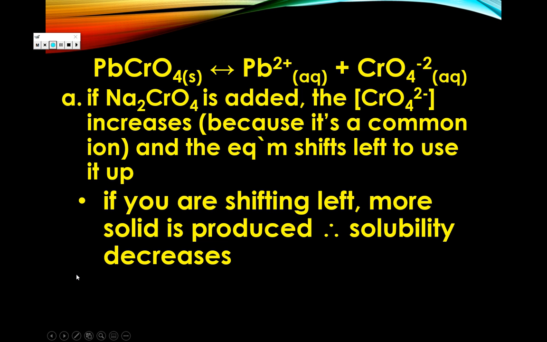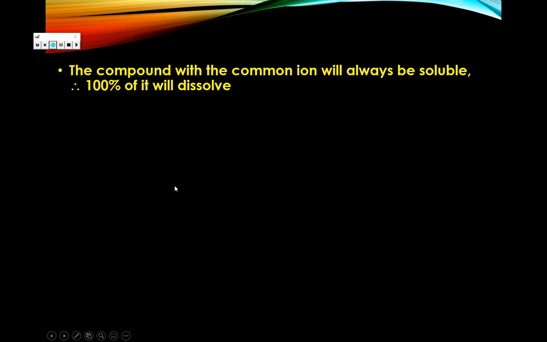Okay. So that's the qualitative side to it, and you can prove this quantitatively. So in this case, you're given the amount in water, 4.8 times 10 to the negative 7. What we're going to do is solve for the new solubility in a solution that has a common ion. So the compound with the common ion is going to be 100% soluble. So you don't have to worry about trying to check whether sodium chromate is a solid. It has to be, or there's no point to this really.